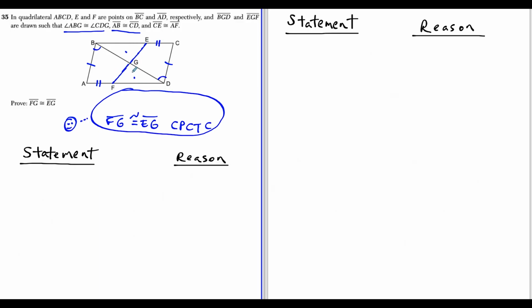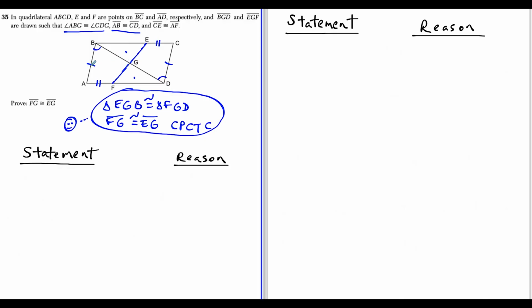And the two triangles that we could show are congruent are the ones I just dotted here. So the strategy is going to be to show that triangle EGB is congruent to triangle FGD. Okay, so that's my focus here: how do I show these two triangles are the same?